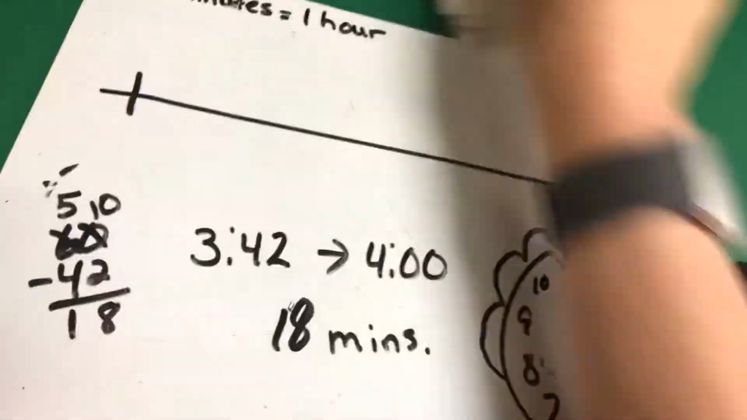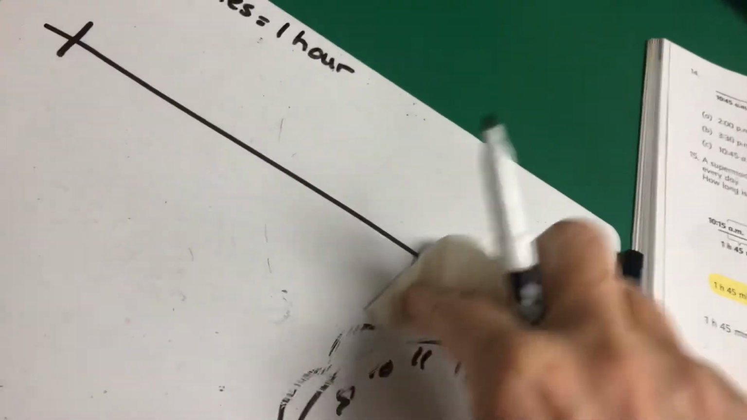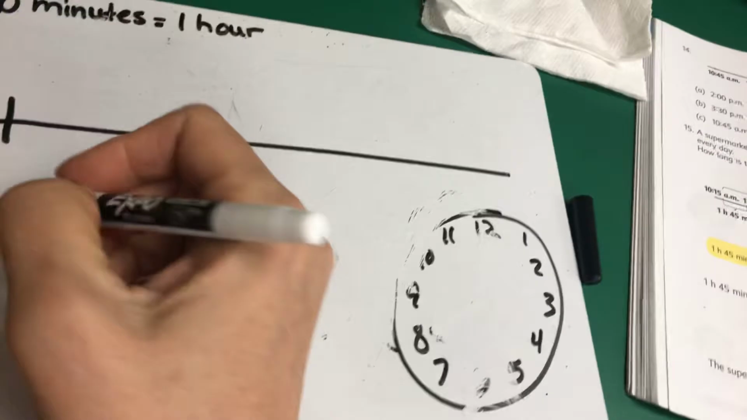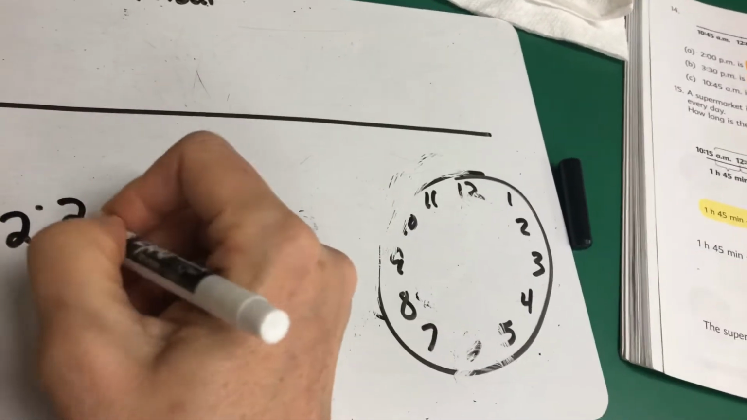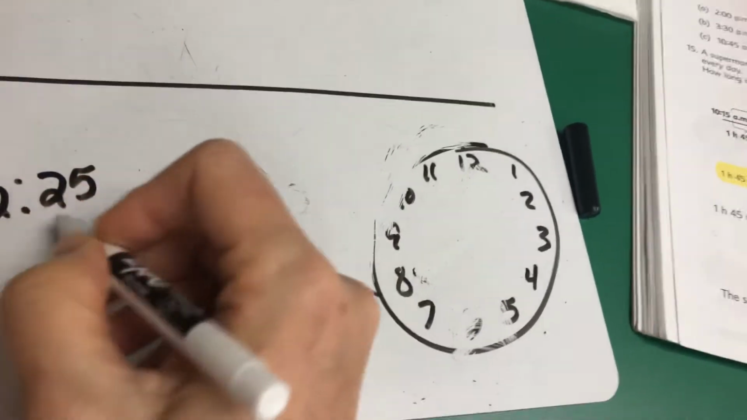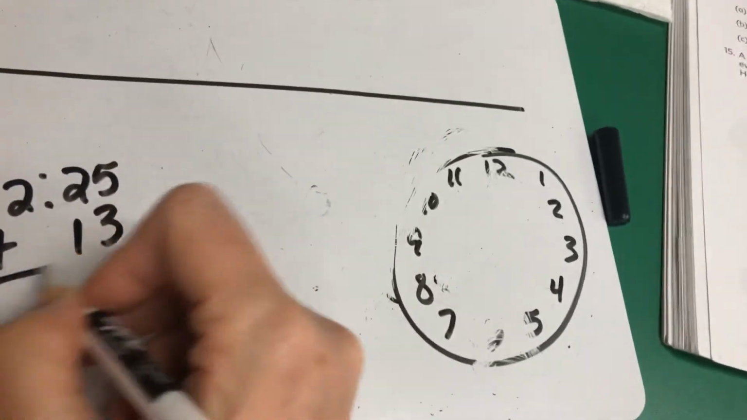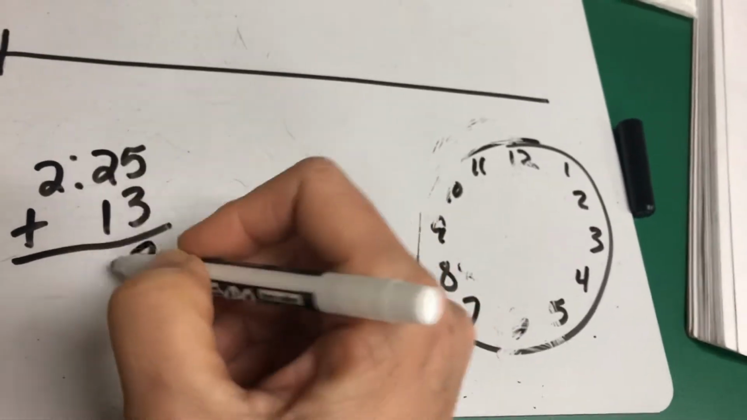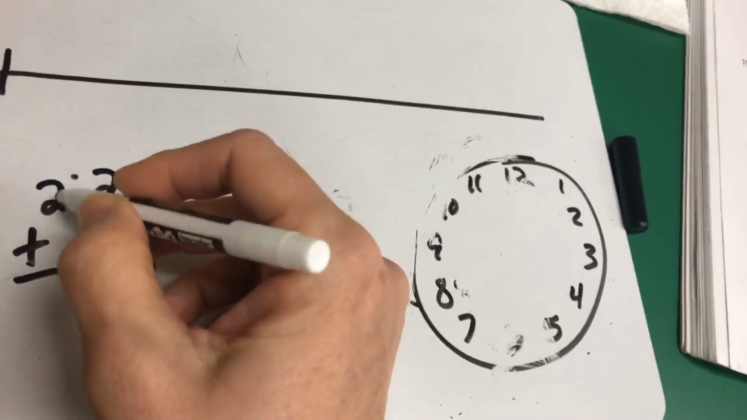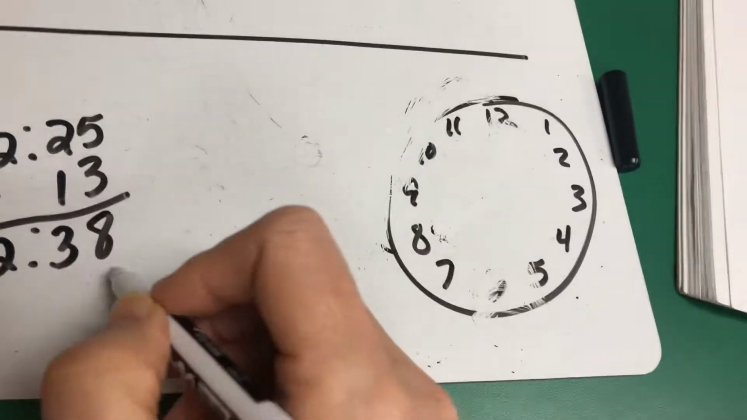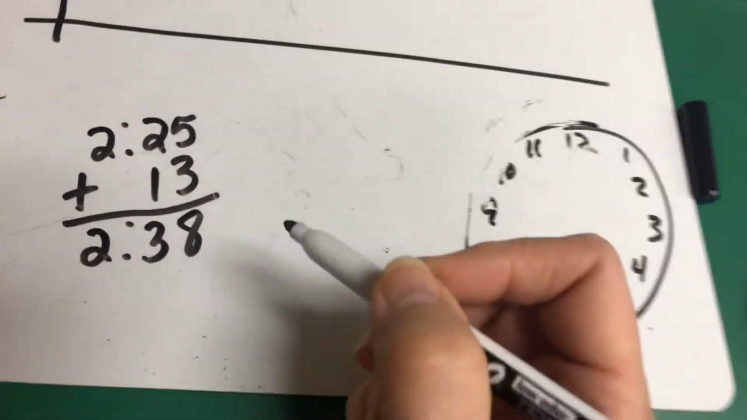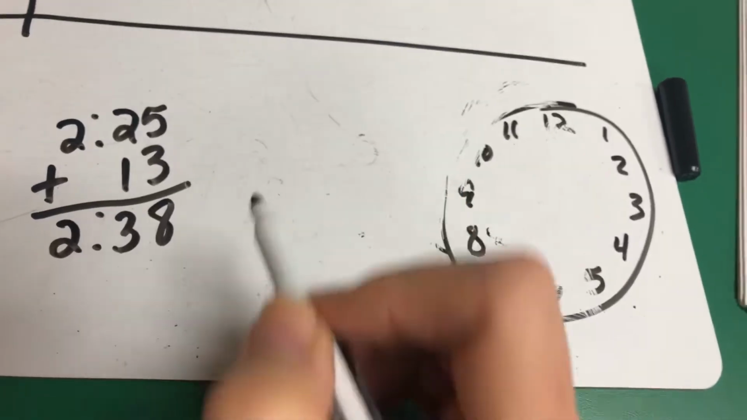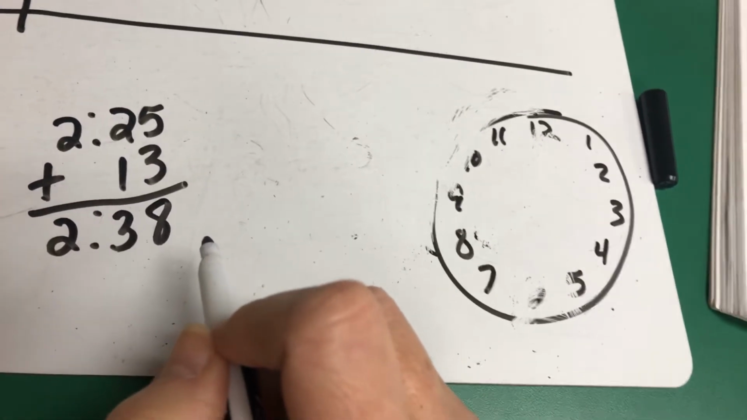Okay, let's do a couple other examples. What if I start out at 2:25 and I want to add 13 minutes? Well, I could just do it this way. 5 plus 3 is 8. 2 plus 1 is 3. 2 plus 0 is 2. So my time would be 2:38. Hopefully there would be a unit of AM or PM, but at least you have that.